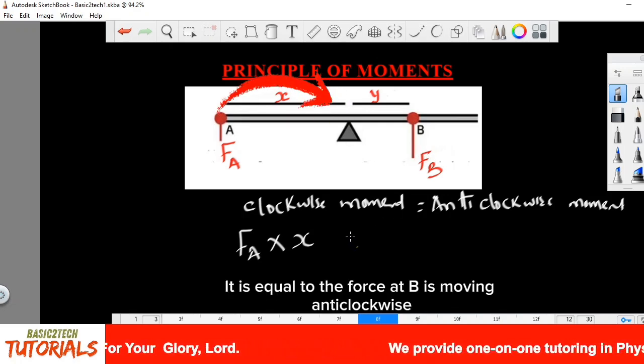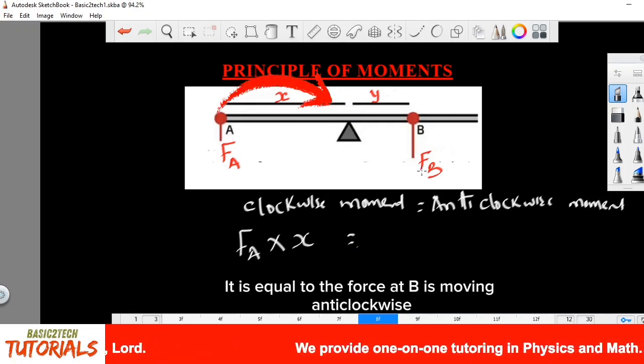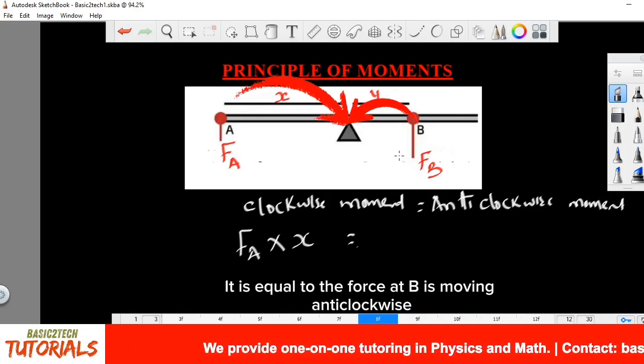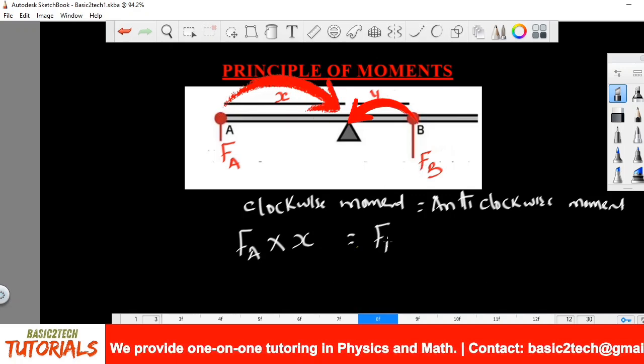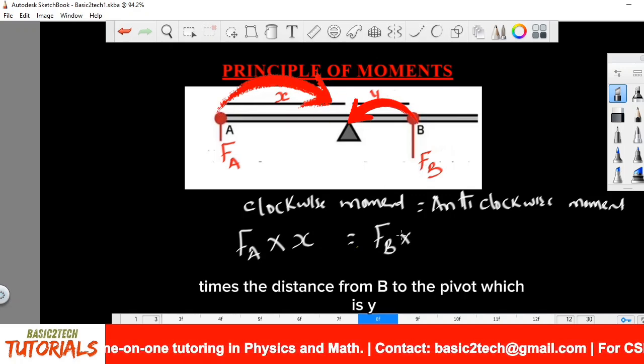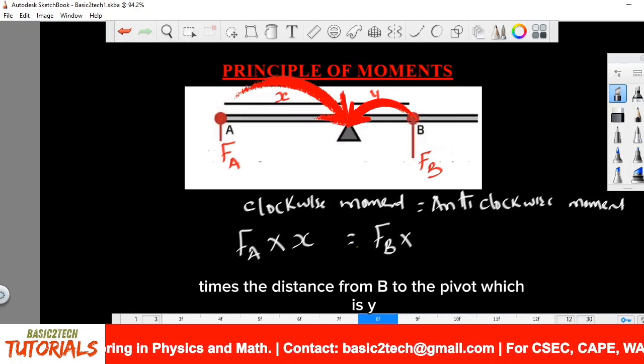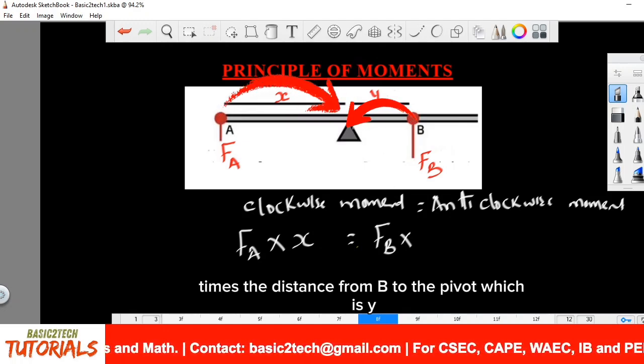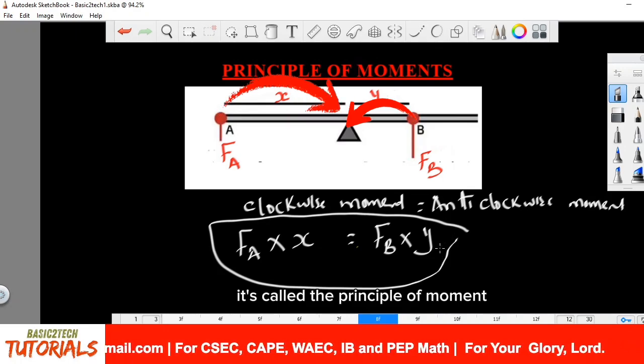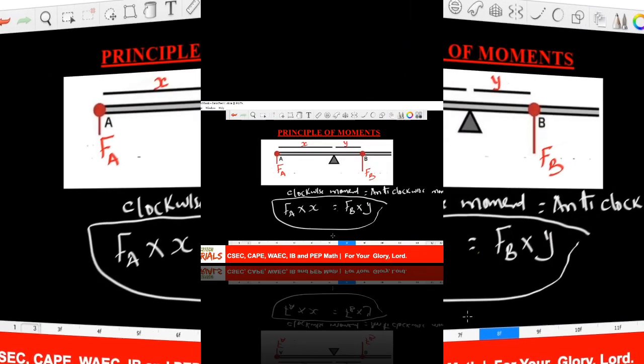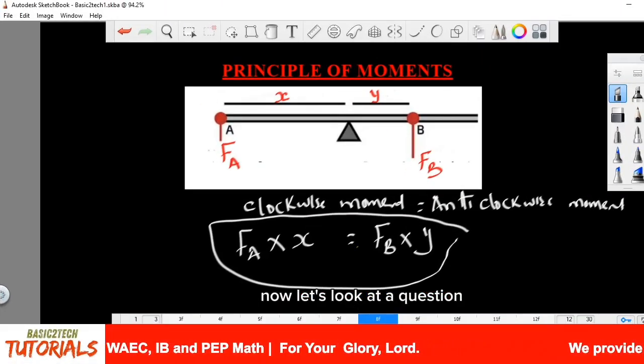Y is equal to the force at B moving anti-clockwise. So it's FB times the distance from B to the pivot, which is Y. This is called the principle of moment. Now, let's look at a question.